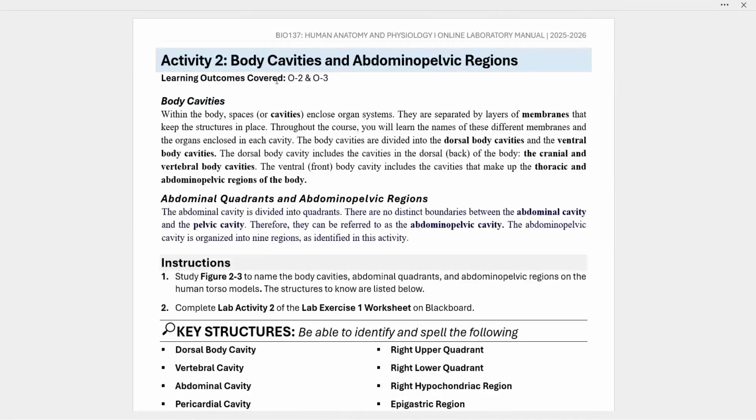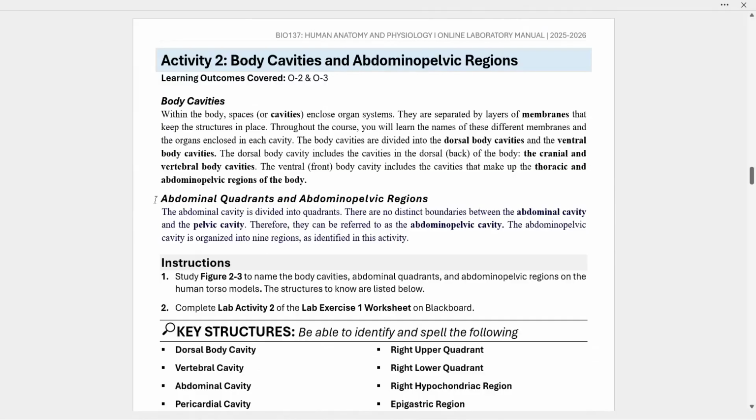All right, activity 2, body cavities and abdominopelvic regions. The body cavities. Within the body spaces or cavities enclosed are your organs. They are separated by layers of membranes that keep the structures in place. Throughout the course, you will learn the names of these different membranes and the organs enclosed in each cavity. The body cavities are divided into dorsal body cavities and ventral body cavities. The dorsal body cavity includes the cavities in the dorsal, or the back of the body, the cranial and the vertebral body cavities. The ventral, or the front body cavities, include the cavities that make up the thoracic and abdominopelvic regions of the body.